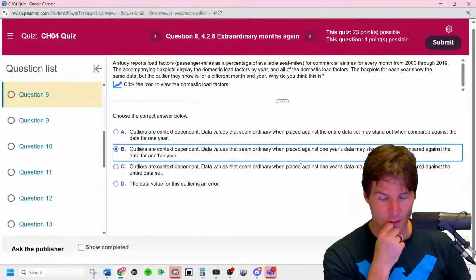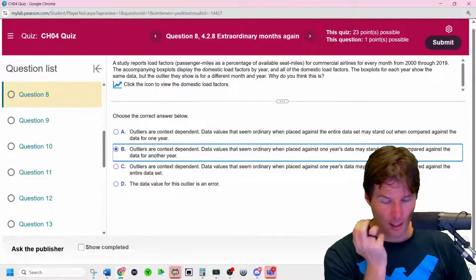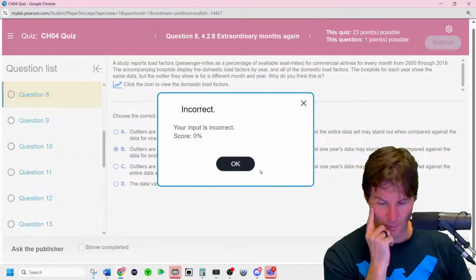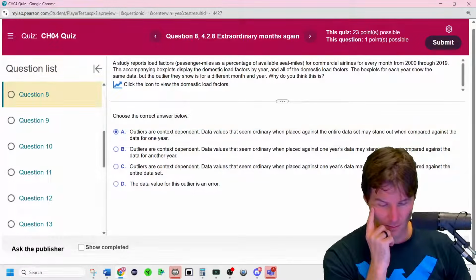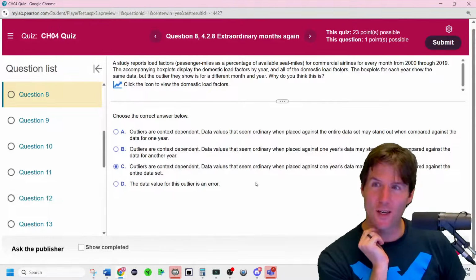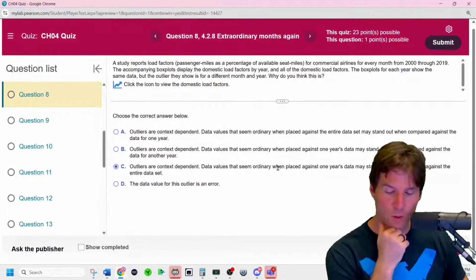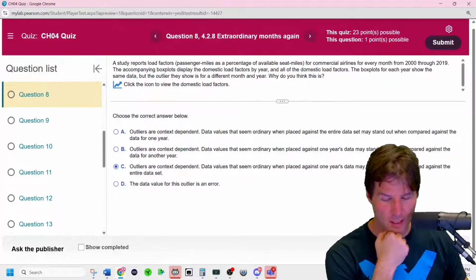See, now I'm thinking it's this one. Data values that may seem ordinary when placed against 1 year's data set may stand out when compared against the data for another year. It is kind of either A or B. Yeah, it's B. I mean, A. Really? Wow. Just the way that's phrased. This is all they're trying to get at. Why do they got to phrase it weird?